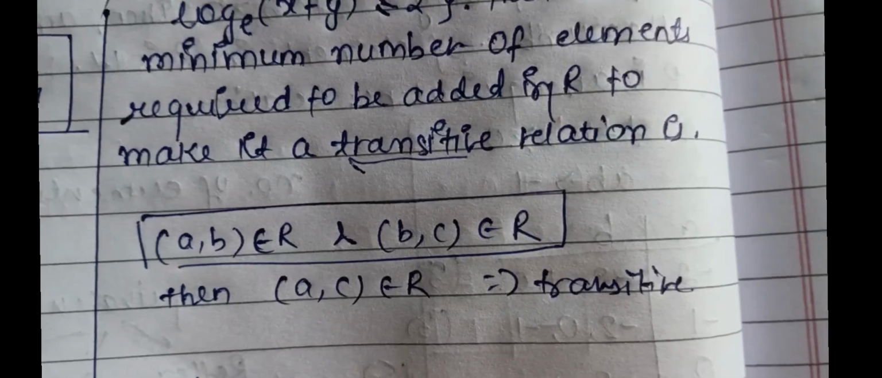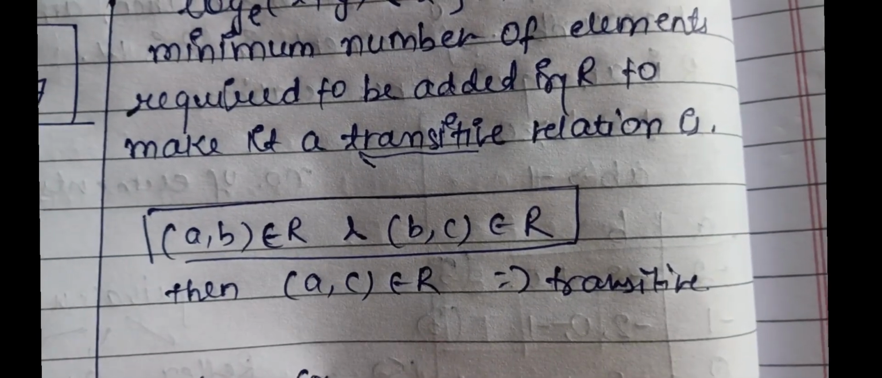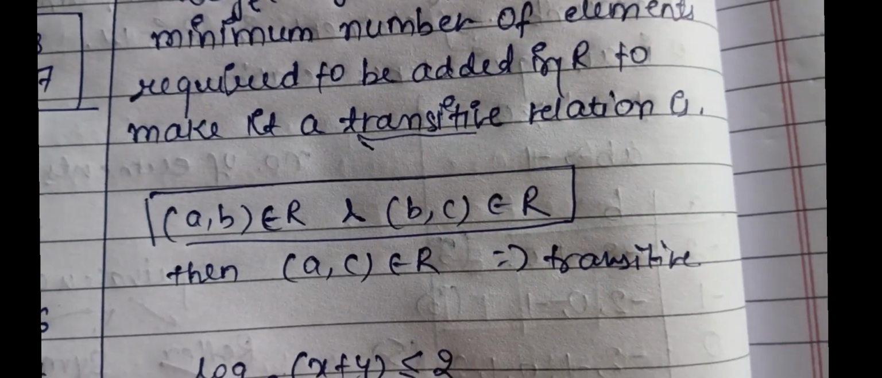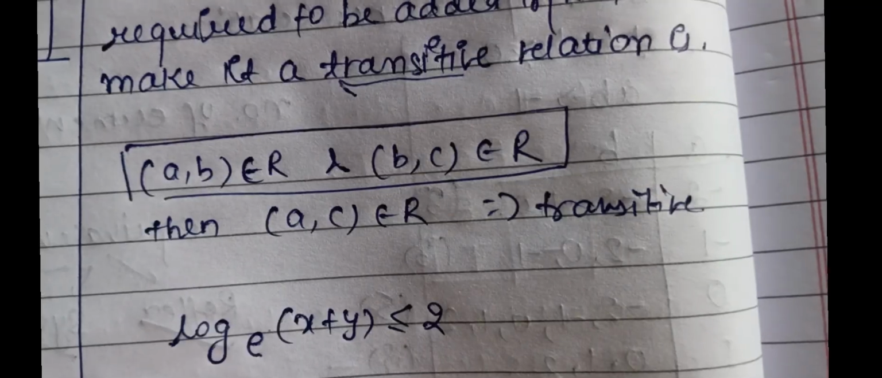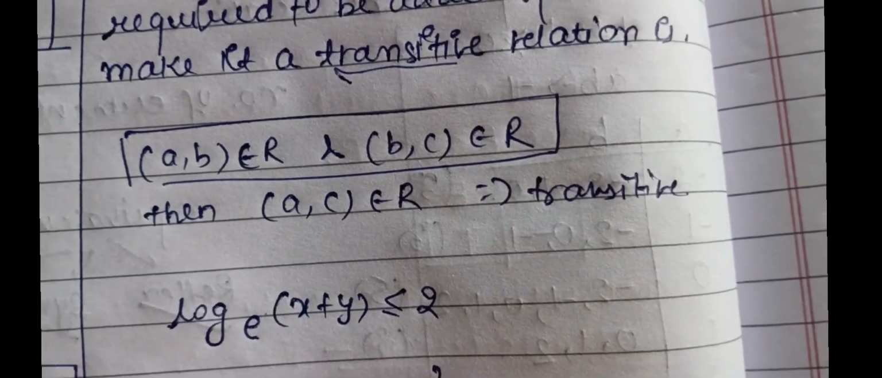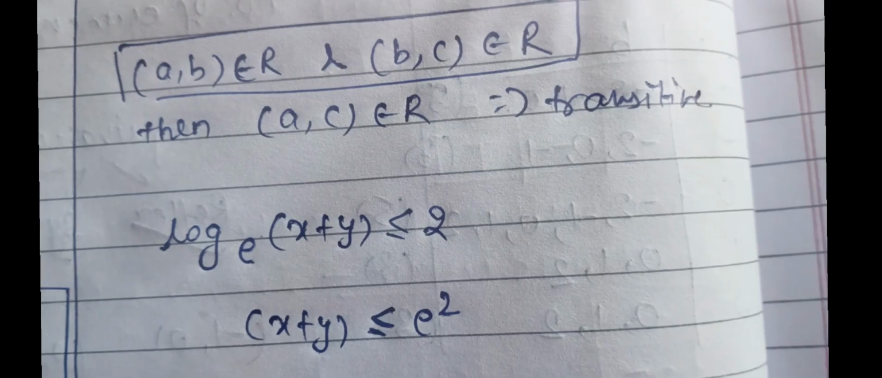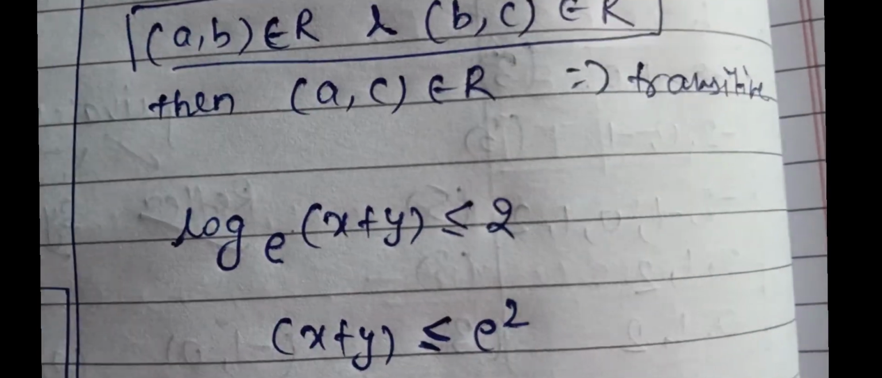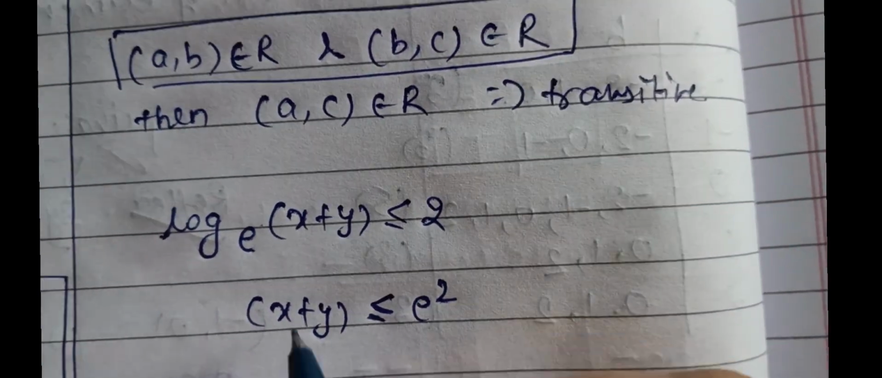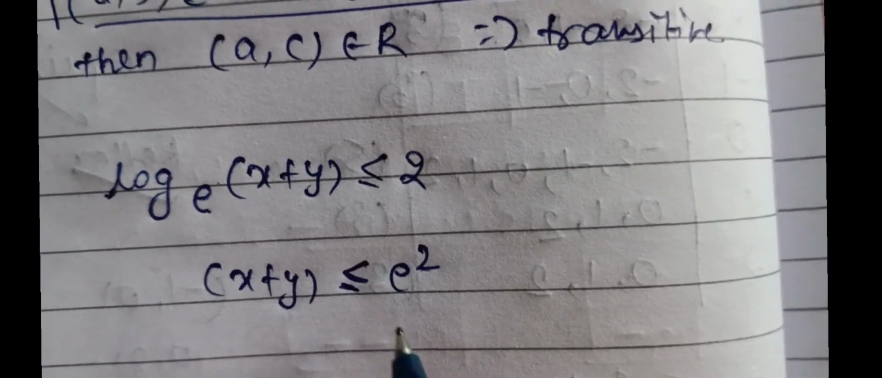So let us see what is the condition given. Log base e of x plus y is less than or equal to 2, which means x plus y is less than or equal to e raised to the power 2. Both sides are positive numbers, so we can easily do this. x and y both belong to the set of natural numbers, so we can do this. And now comes the most interesting part.